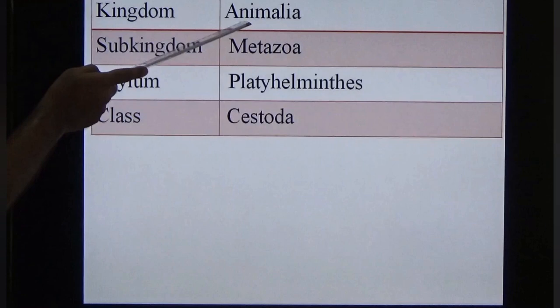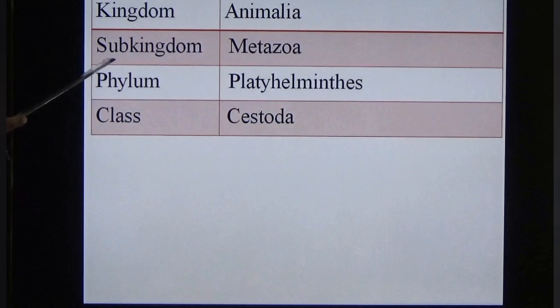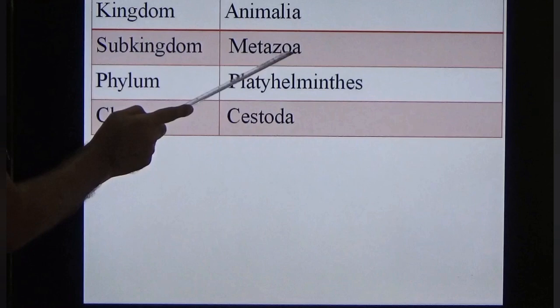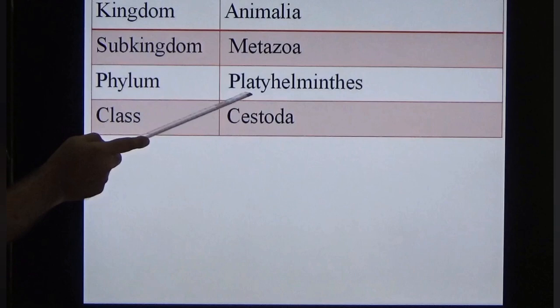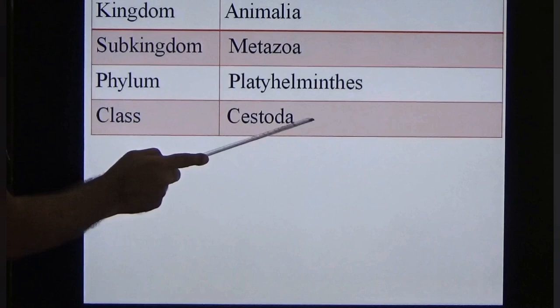Kingdom, it is Animalia. All the parasites come under the Animalia, and subkingdom there is the Metazoa. Parasites are divided into two types, Protozoa and Metazoa. So all the worms come under the Metazoa. Phylum, it is Platyhelminthes, that means flat worms, and class is Cestoda. Cestodes are commonly called tapeworms.